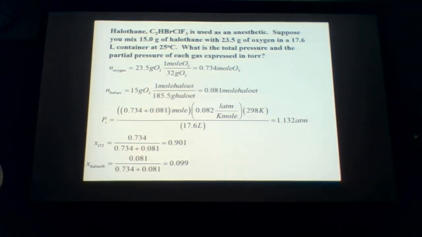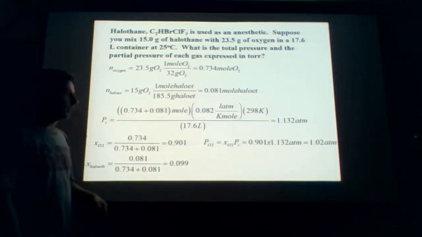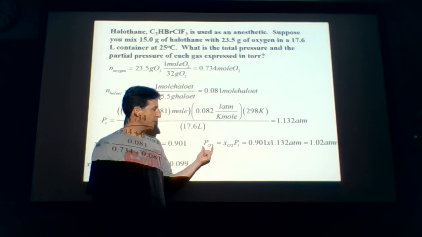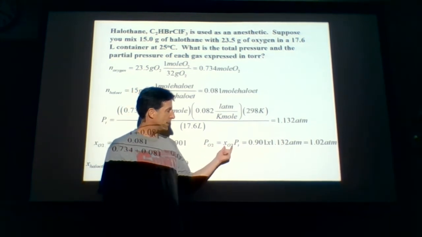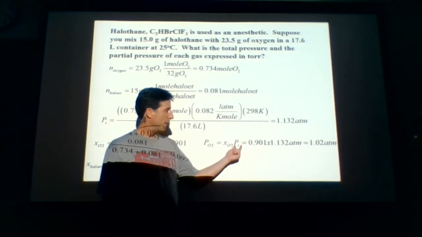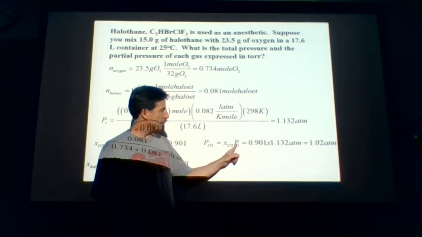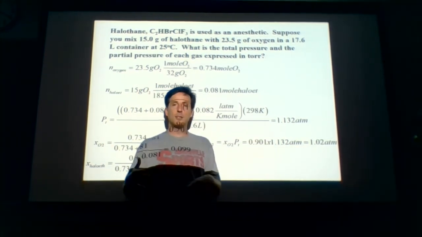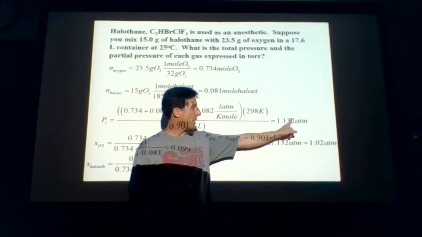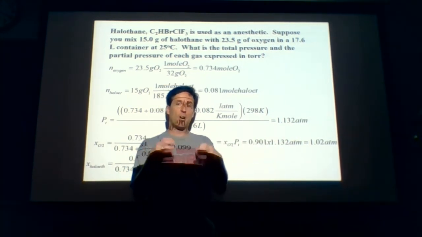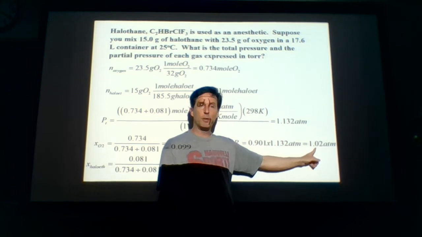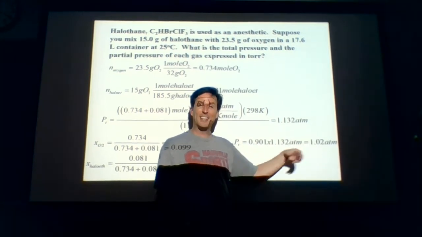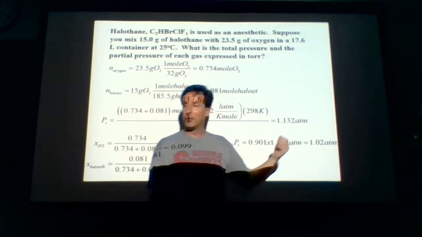Now, once I know my mole fractions, my equation is the partial pressure of oxygen equals the mole fraction of oxygen times the total pressure. So 0.901 times 1.13 will give me the pressure of oxygen. Oxygen is causing 1.02 atmospheres of the total pressure. Again, it's about 90% of the total.